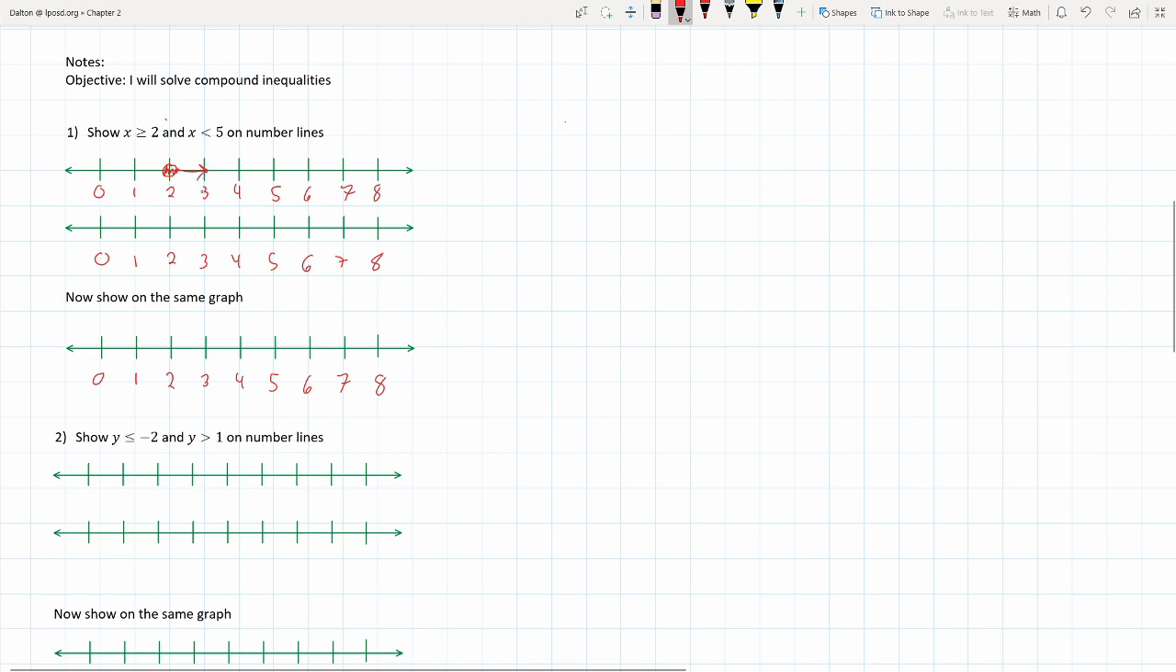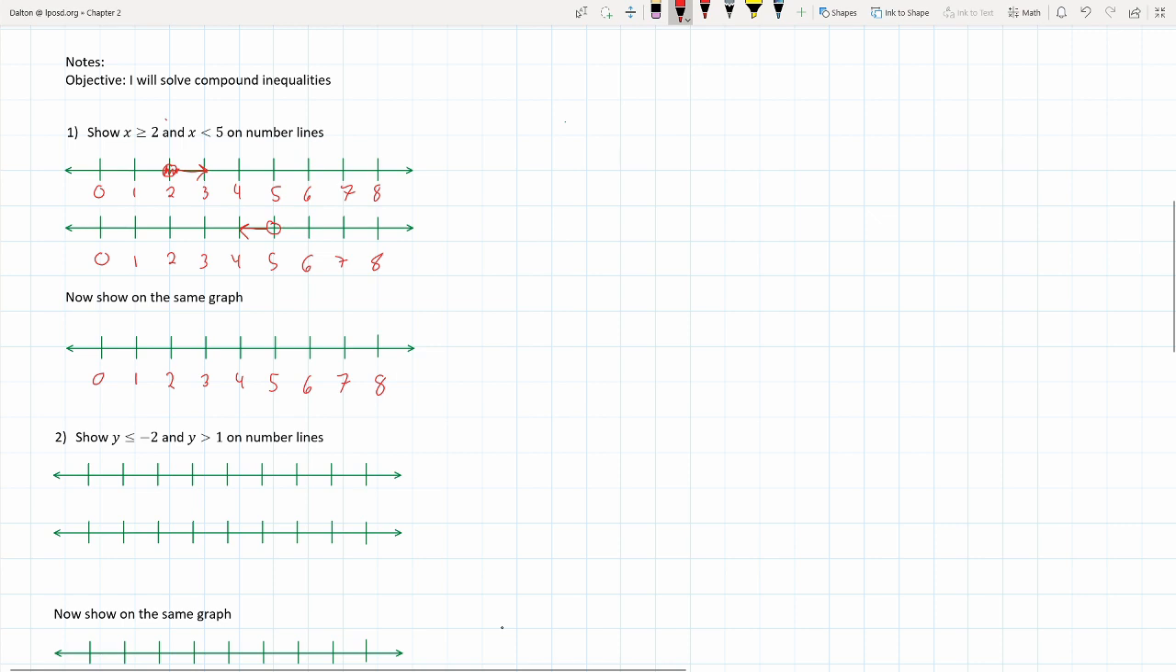And this is where it starts making sense for me to only go one or two numbers instead of trying to do the entire graph. The next part of this is x is less than 5, so I'm going to go to 5. And I don't have that equals sign, so I'm going to put a circle, and I'm not going to fill it in, and I'm going to go to the left.